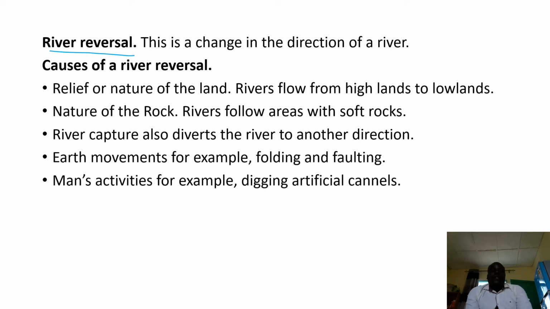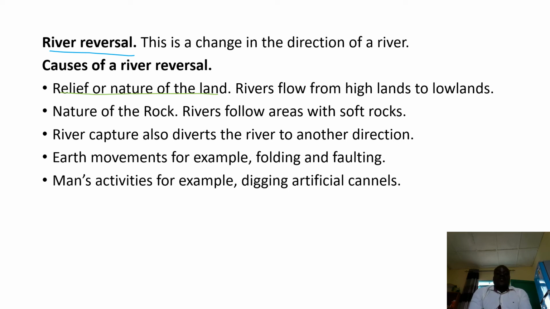So what could be the geographical causes of river reversal? We have relief or the nature of the land. This brings us to the principle that rivers flow from highlands to lowlands. In case a river meets a barrier, which is a hill or a highland, the river will reverse its direction, looking for lowlands, depressions, basins, and valleys. In science, we say water finds its own level.